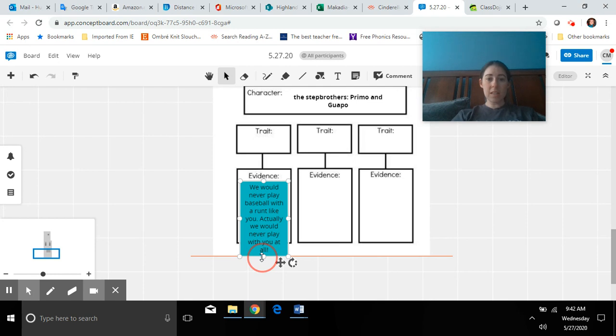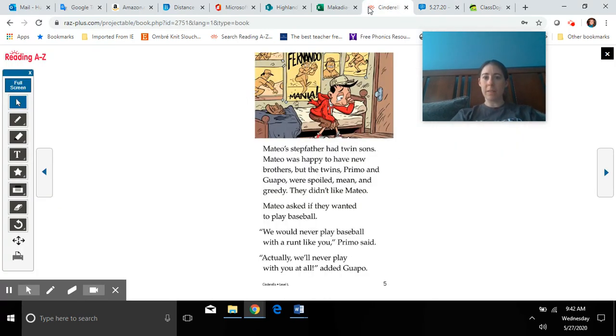So those are two sentences about what the twins say. Think about, what does that show us about what kind of people they are? Does it show us that they're brave? Does it show us that they're funny? What does it show us if they're saying to him, we would never play baseball with a runt like you? Actually, we would never play with you at all? Think about that.